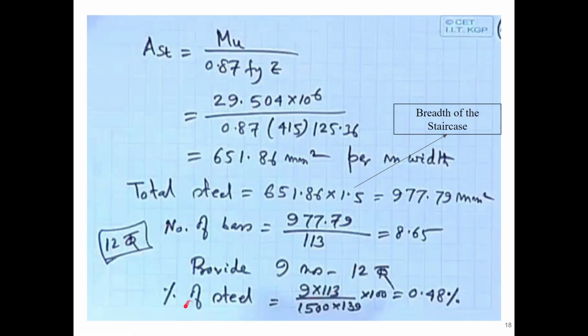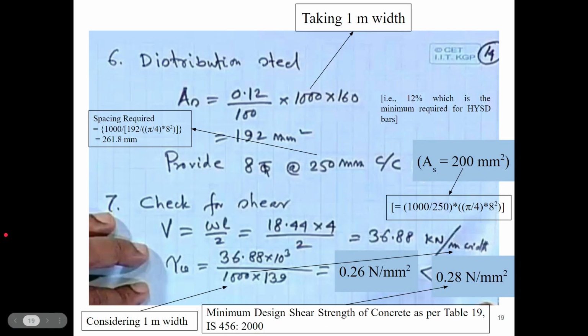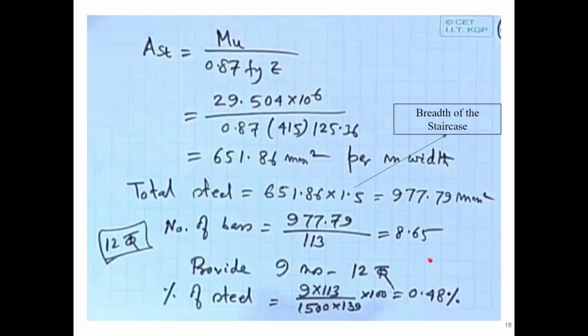So what will the percentage of steel be? It will be 9 into 113 divided by 1500, which is the width of the staircase, into 139, which is the effective depth of the waist, into 100. That comes out to be 0.48%. So that is the provided value.